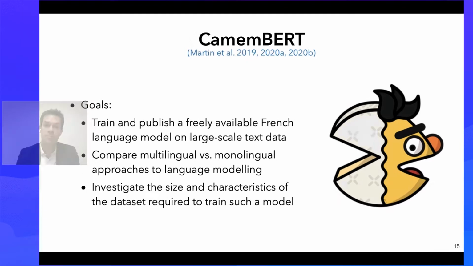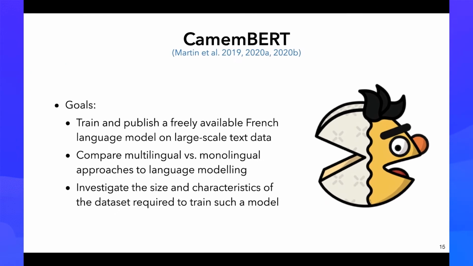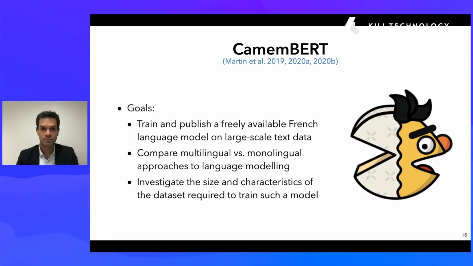So with CamemBERT, our goals were threefold again. We wanted to train and publish a freely available French language model on large-scale text data. We wanted, as I just mentioned, to compare multilingual versus monolingual approaches to language modeling. Is it better to train a language model specialized on French, or is it better to actually rely on multilingual language models? And we also wanted to investigate the impact of the size and of the heterogeneity of the training data on the downstream performance of the language models that we train.